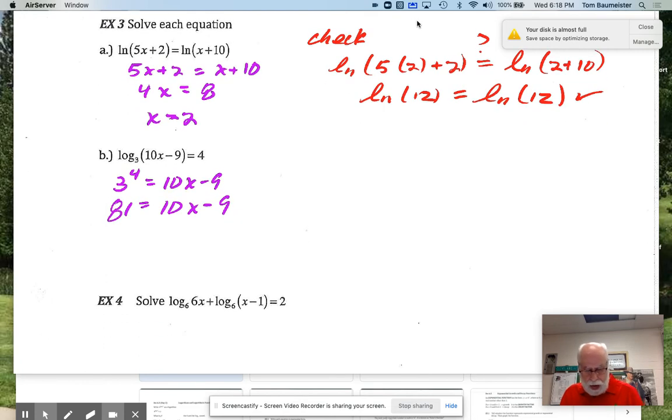I'm going to add 9, so I'll get that 90 on this side is equal to 10x. And then I'm going to divide by 10, and I'll get that x is equal to 9.